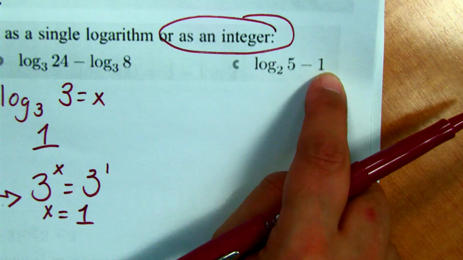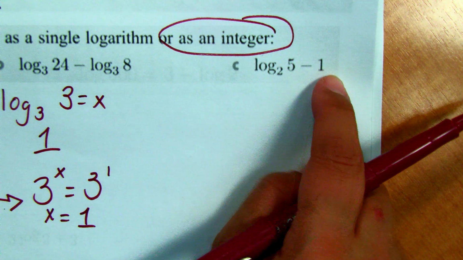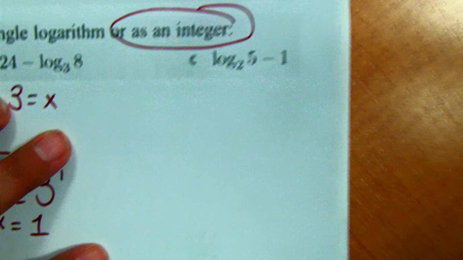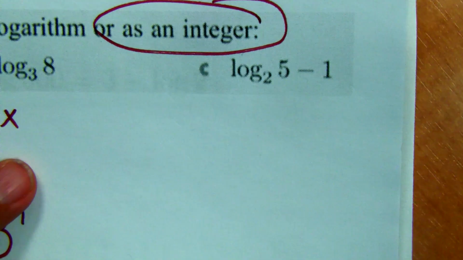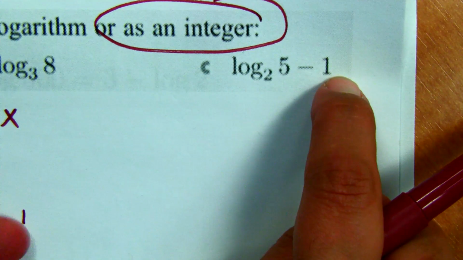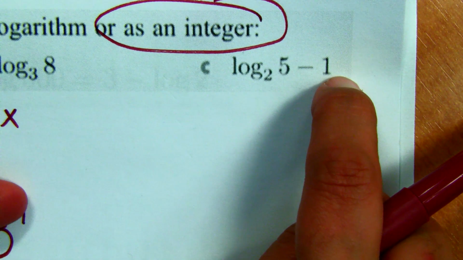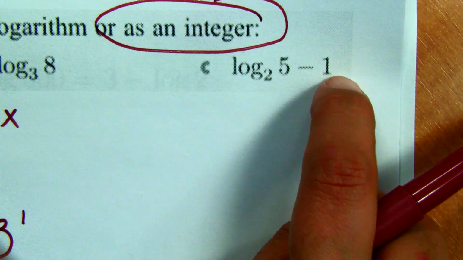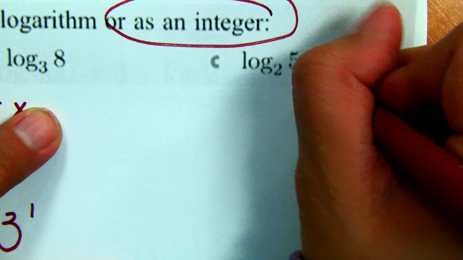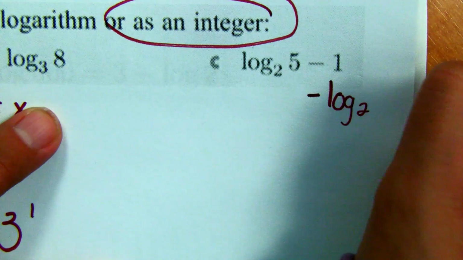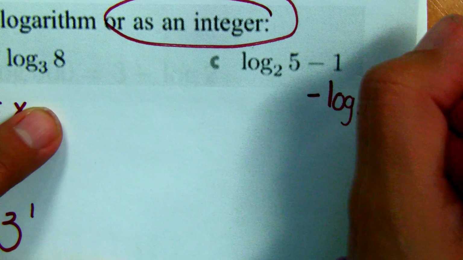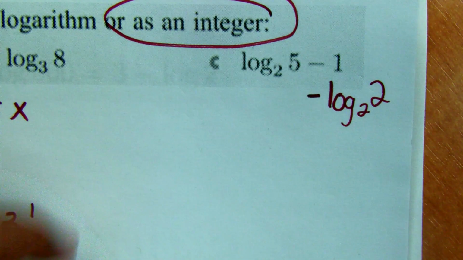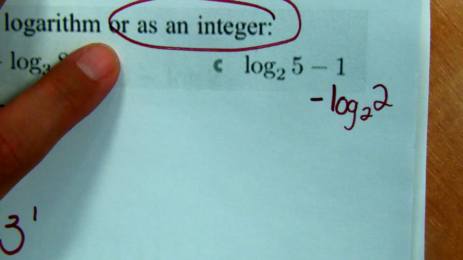I cannot divide these yet. The reason I can't divide these yet is because 1 is not in logarithmic form. With a hand, can anybody tell me how I can rewrite 1 to be a log? Angelique, go ahead. Yeah, you can have 2 to the first or just 2. Any questions on that?